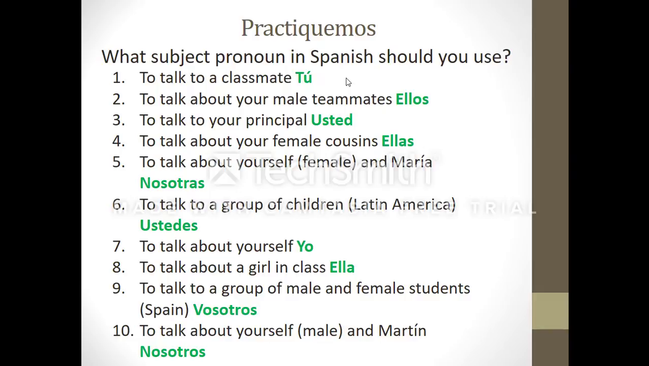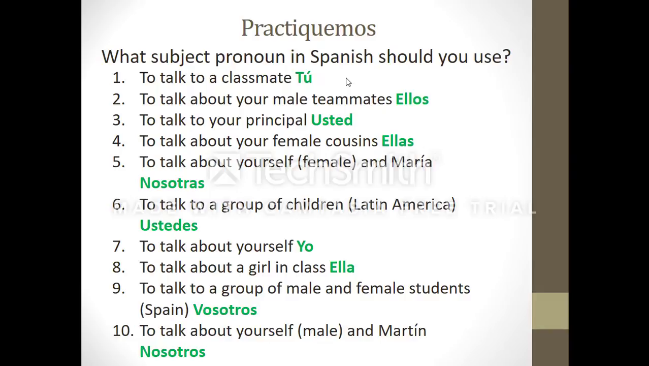Number 2 says to talk about your male teammates. So ellos needs to be used. Because if you're talking about a group of people in particular, and if they're all male, you would use ellos. Number 3, to talk to your principal. Okay, your principal is one person, and you need to be formal with them, so you would use usted. Number 4, to talk about your female cousins. So if you talk about a group of girls, you would say ellas.